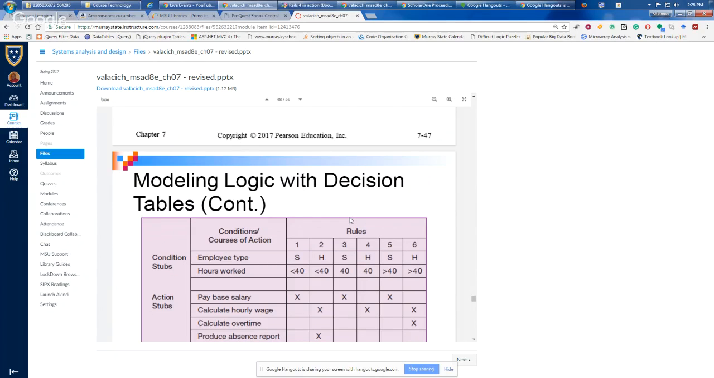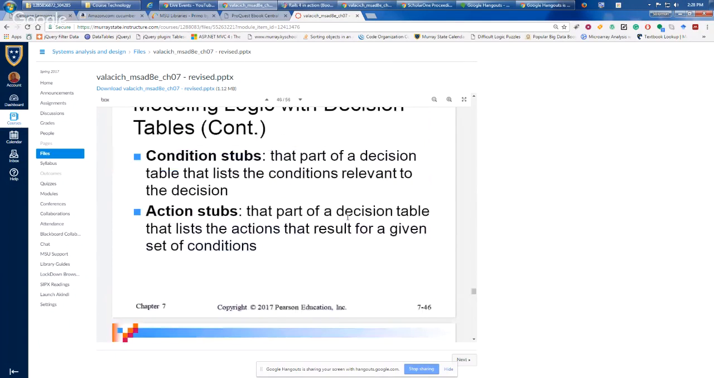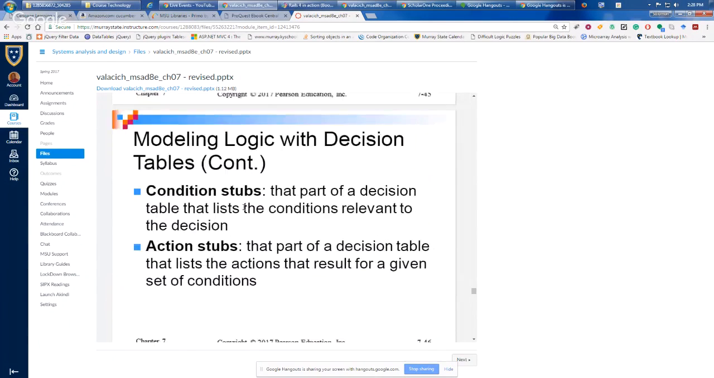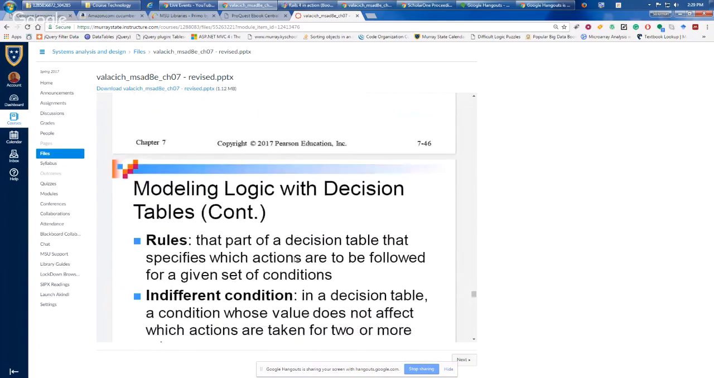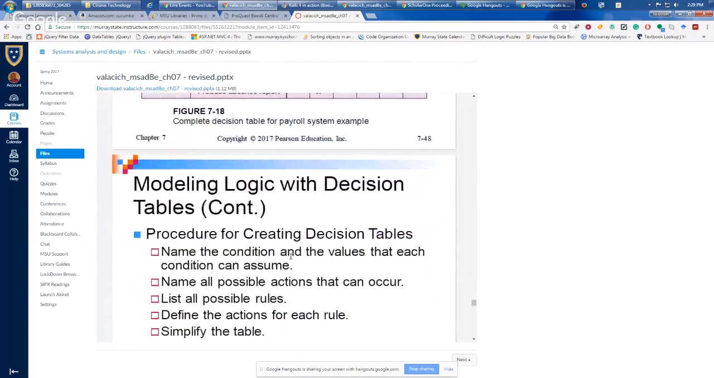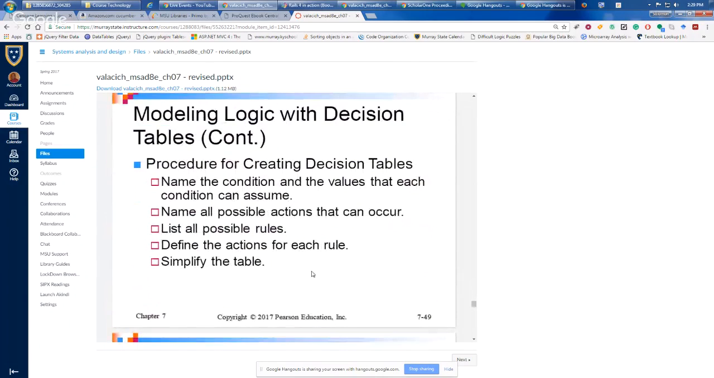So this decision table will be useful for modeling decision making as well as for improving the decision making process. So the idea is we want to try and come up with the condition stubs and then action stubs for any given problem. And we will take up a simple example and see how to work that out.